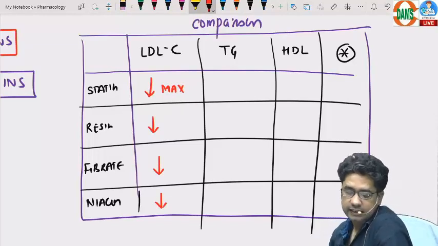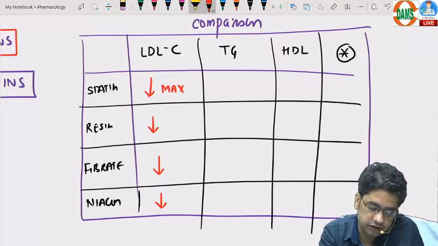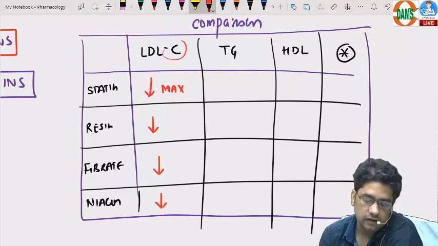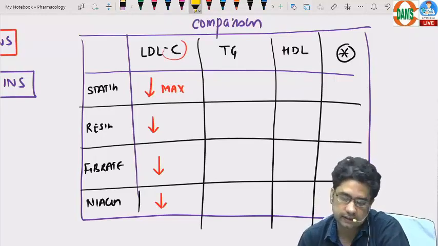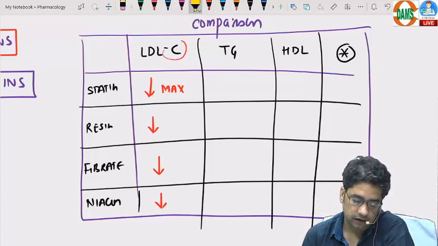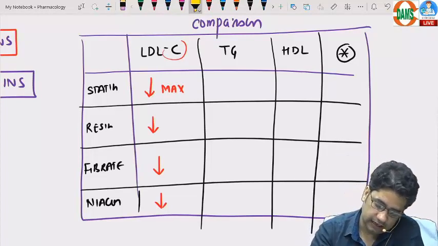That is statins. That is why statins are the drug of choice for hypercholesterolemia. C for cholesterol. Hypercholesterolemia, to reduce lipid level, you give statin. Which drug causes maximum decrease in triglyceride level?